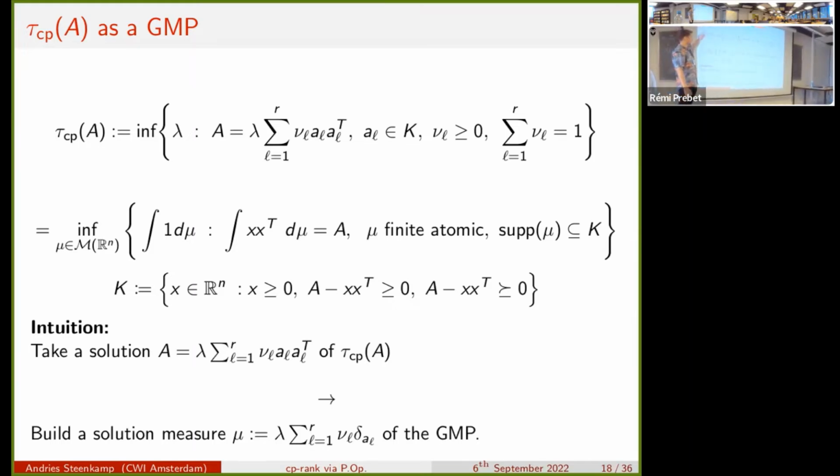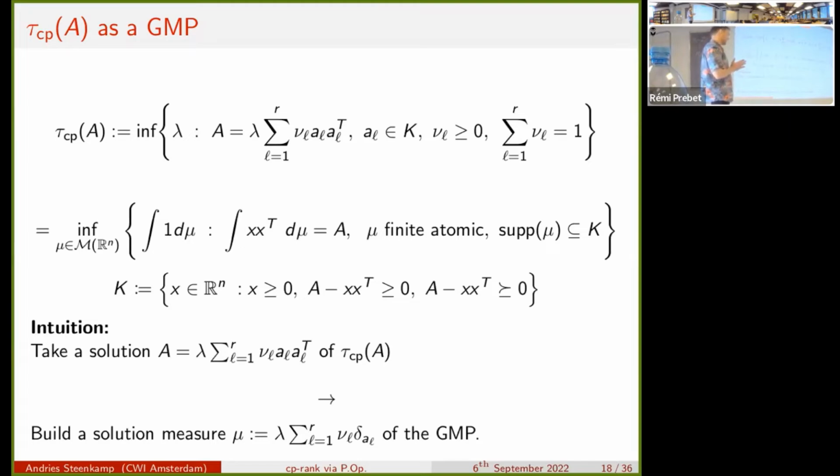We go from this convex hull formulation of tau CP to a GMP by replacing the convex combination constraint with a probability measure, first of all. And then it's going to be a probability measure times this lambda. So you just absorb the lambda into the probability measure, and you end up with just a measure. So you end up with the following expression. Again, you see the lambda becomes this integral. This constraint is there. The support makes sense. It has conditions K. The only odd one out is that this mu has to have finite atomic support.